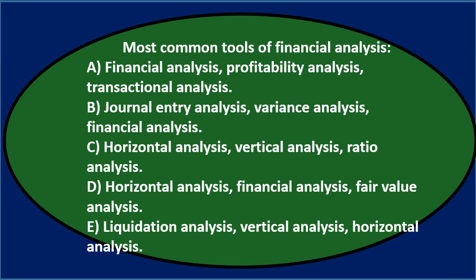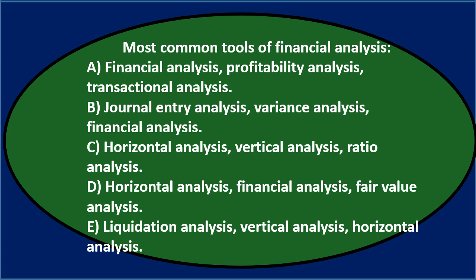A, financial analysis, profitability analysis, transactional analysis. B, journal entry analysis, variance analysis, financial analysis. C, horizontal analysis, vertical analysis, ratio analysis. D, horizontal analysis, financial analysis, fair value analysis. Or E, liquidation analysis, vertical analysis, horizontal analysis. Okay, let's go through this again using the process of elimination.